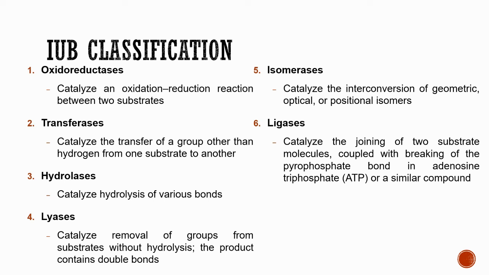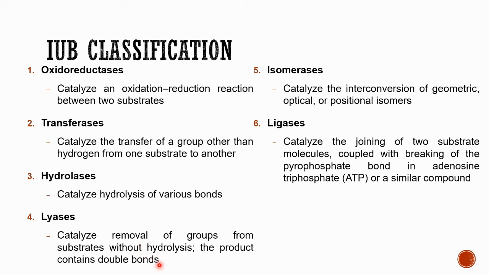The first digit in those four places the enzyme in its classification. We have six classifications. Number one, oxidoreductases. They catalyze an oxidation-reduction reaction between two substrates. Next is transferases, which catalyze the transfer of a group other than hydrogen from one substrate to another. Number three, hydrolases. This one catalyzes hydrolysis of various bonds. Number four, lyases. They catalyze removal of a group from substrates without hydrolysis.